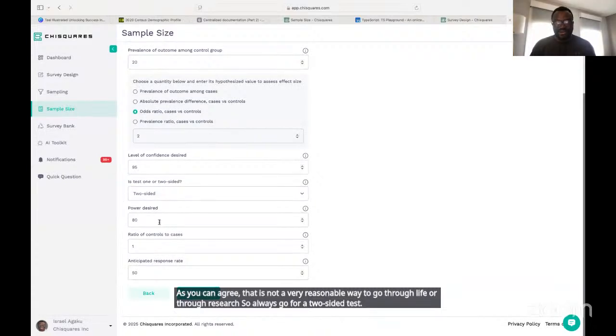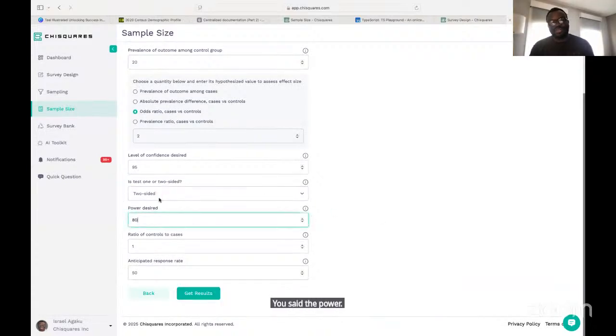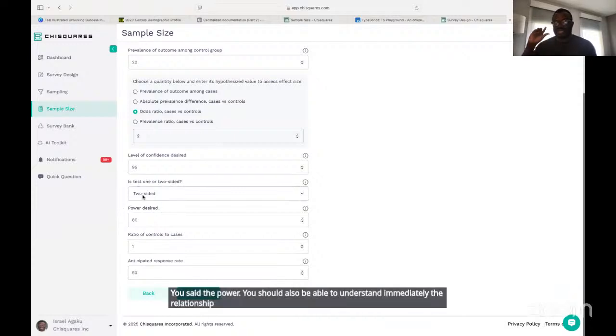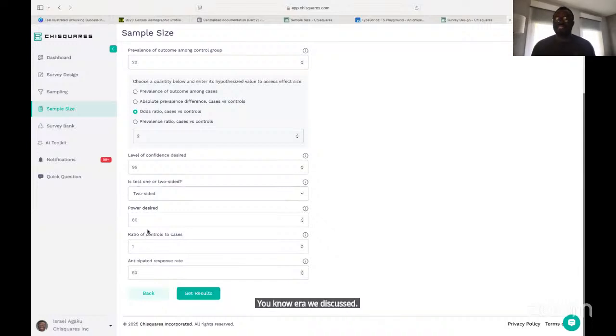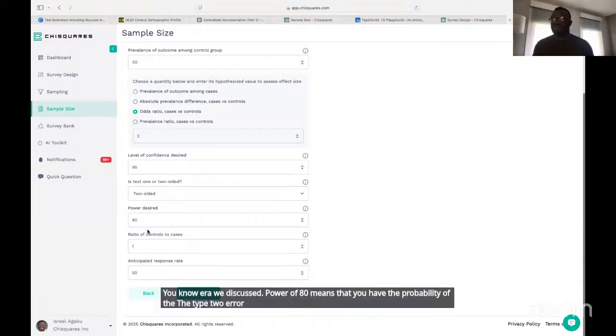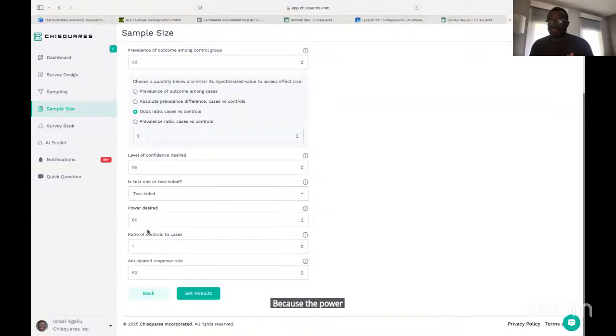You set the power, and you should also be able to understand immediately the relationship between the power and the type 2 error we discussed. Power of 80 means that the probability of the type 2 error is 20, or 0.2, because power equals 1 minus beta. Beta is the type 2 error. Those are things that should be very familiar to you by now.